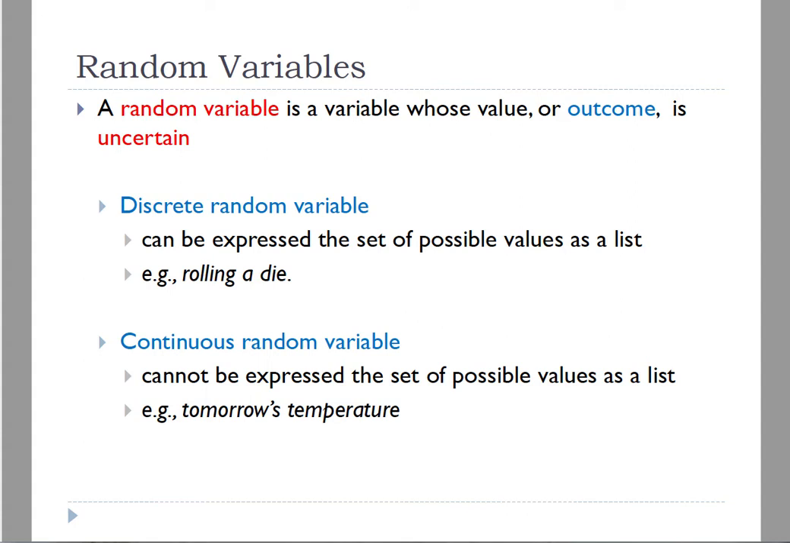For a discrete random variable, think about the rolling of a die. There are only 6 sides. For a continuous random variable, here in Texas, you blink, you never know what the temperature is going to be. So it's an infinite number of possibilities, versus rolling a die, where you only have 6 sides. So it's finite.